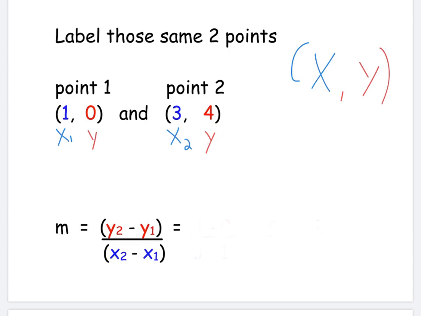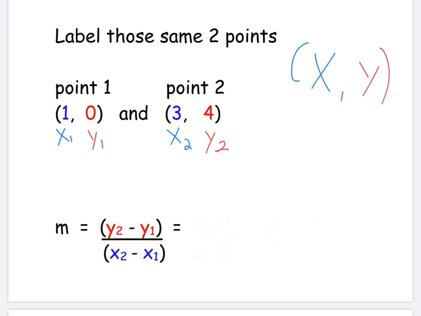but you need to put them with their corresponding subscripts. So if the 1 is x1, the 0, because it's in the same ordered pair, has to be y1. If the 3 is x2, the 4 then has to be y2. It does not matter which ones you make x1 and x2, as long as the y values that go with them have the same subscript. So once you label your points, the next thing is you need to write your formula, which I already have written. The third step is to substitute into your formula.